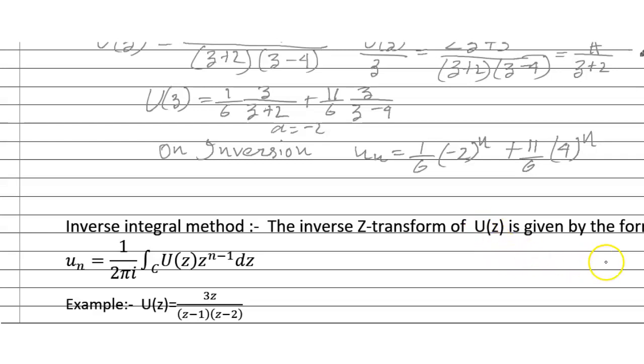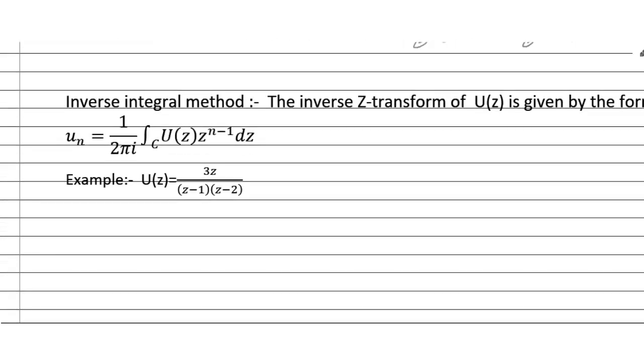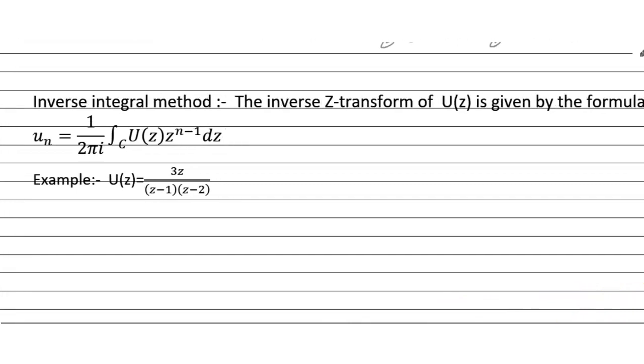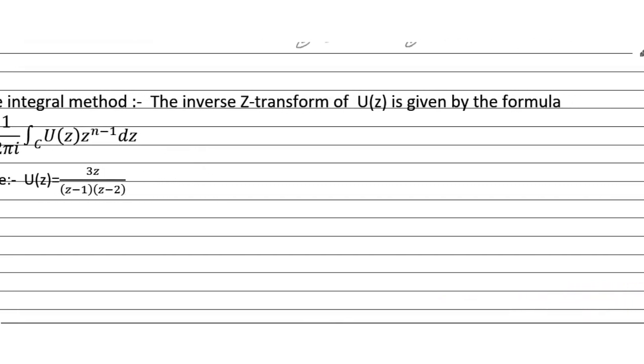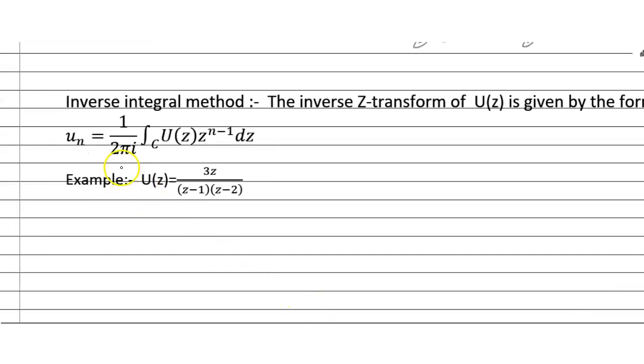Next friends, we are going to solve the residue process. The inverse z transform of U(z) is given by the formula u(n) is equal to 1 by 2 pi i integral of U(z) z to the power n minus 1. So friends, it can be solved by the residue theorem. Without residue it can be possible, but residue theorem.